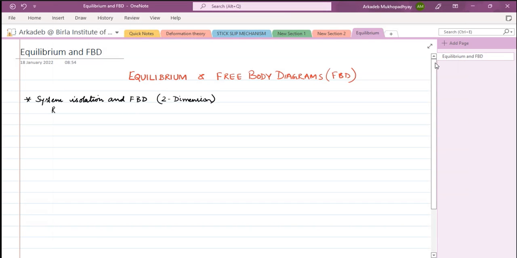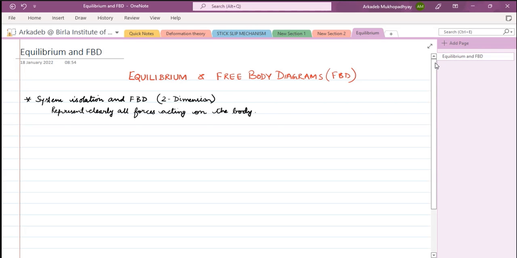Right. So we must clearly represent all forces acting on the body, right? We cannot omit any force or include any extra force, because then obviously there will be errors. Okay.